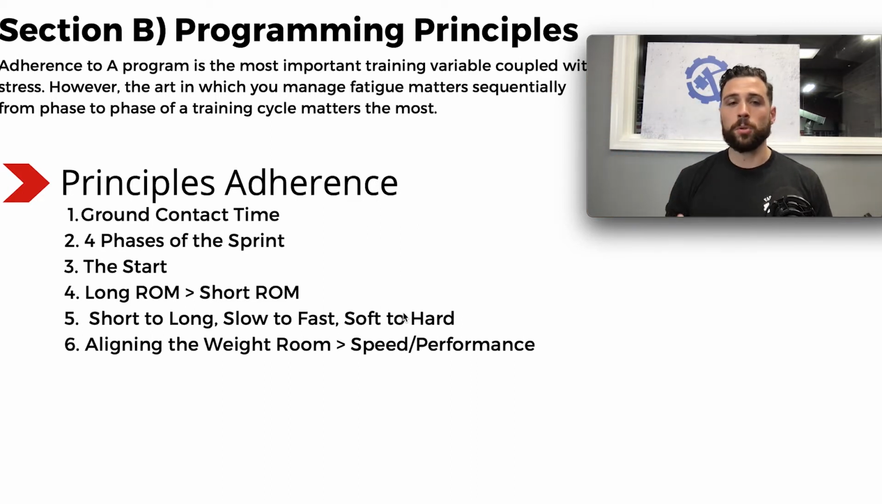So these principles here: ground contact time, segmenting your sprints, adhering to longer ranges of motion to shorter ranges of motion, adhering to short to long, slow to fast, and soft to hard principles. Lastly, aligning the weight room with your speed and performance are going to be the keys to long-term speed improvement.